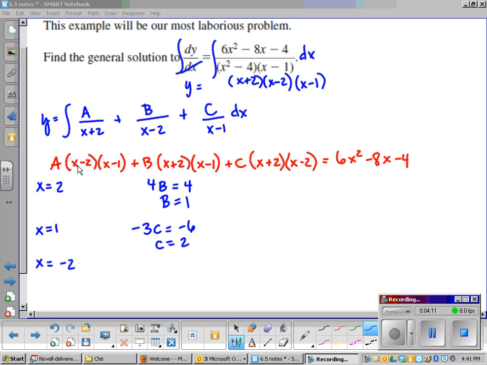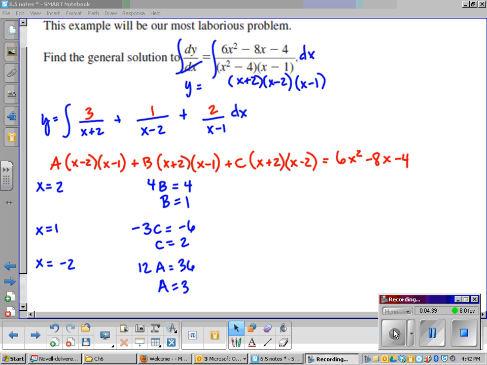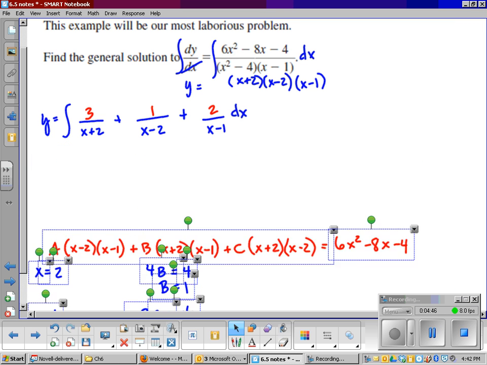Now if I let x equal negative 2, then this term goes out and this term goes out, and I'm left with negative 4, negative 3, so positive 12a is equal to, that's going to be 24 plus 16 minus 4, so that's going to be 36, and a is equal to 3. So I take these values and substitute them for a and b and c. Now the partial fractions has given me something that I can integrate, so I don't need any of this work. I'm going to move it down.